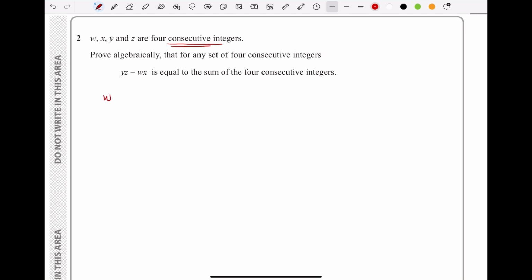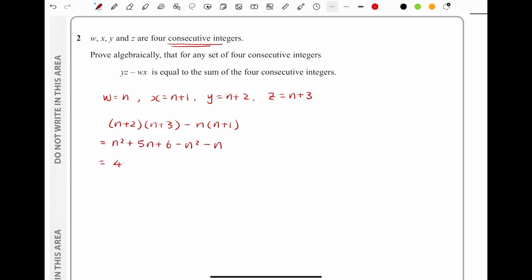So if we let w be n, x is going to be 1 more than n, y is going to be 1 more than x, which is n plus 2, and z is n plus 3. Now yz is n plus 2, n plus 3. wx is n, n plus 1. By expanding the brackets and collecting the like terms, we have 4n plus 6. And then this expression is equal to the sum of 4 consecutive integers. I will need to add w, x, y, z together, and as we can see, it's also 4n plus 6. Therefore, we have proved this statement.